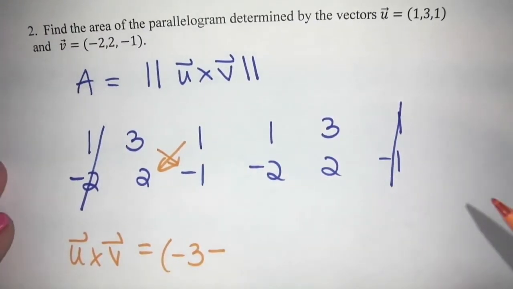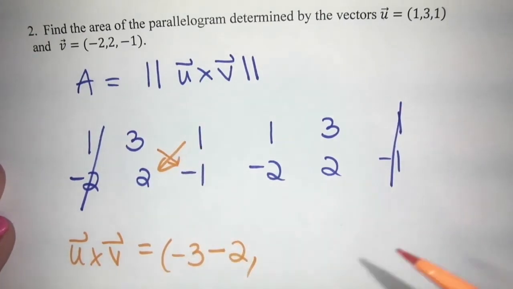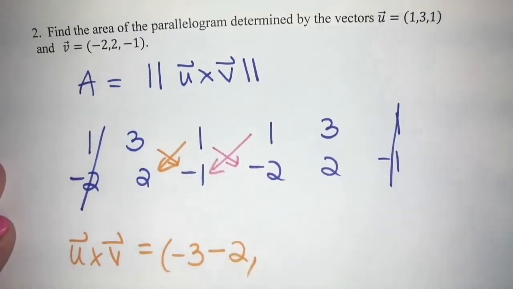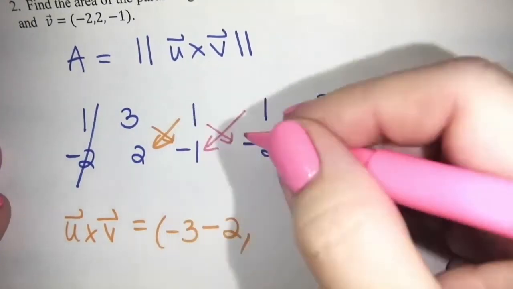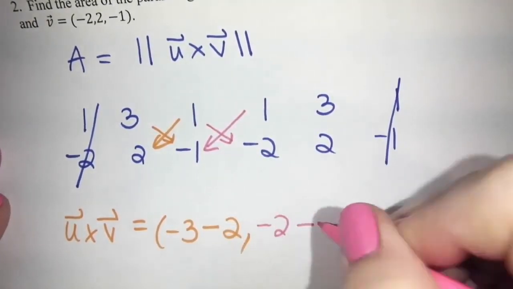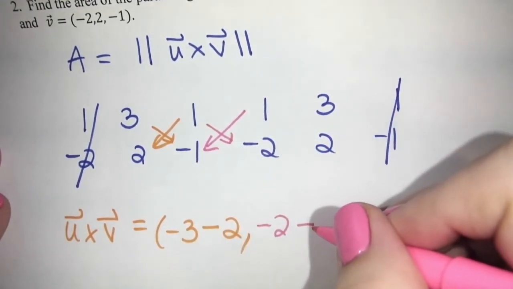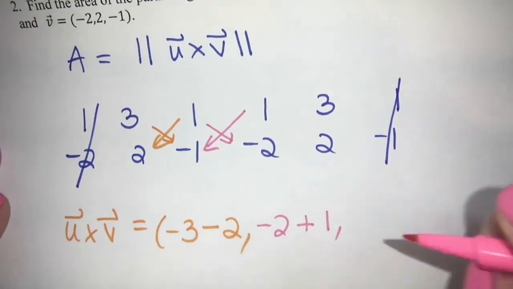Minus sign for subtract, that's the formula, is always minus. 1 times 2 is 2. Next component, multiply down and right, minus multiply down and left. 1 times -2 is -2, minus 1 times -1 is -1, so it's subtract -1, so it becomes +1.